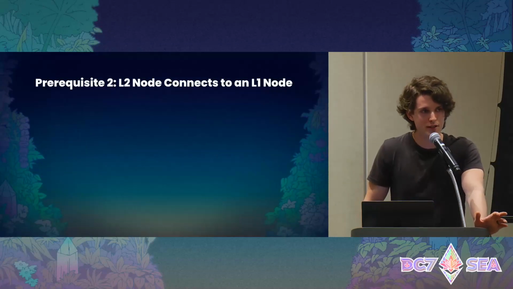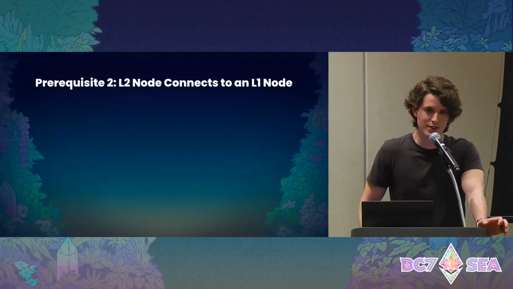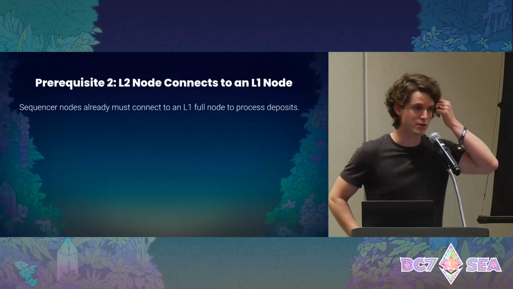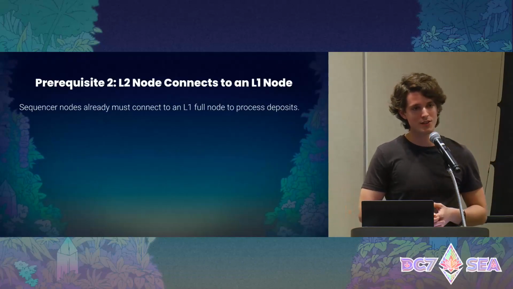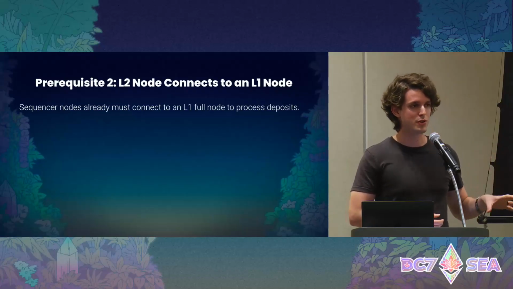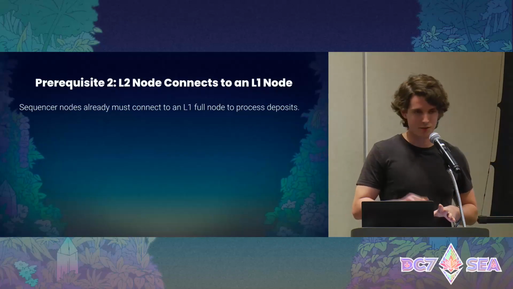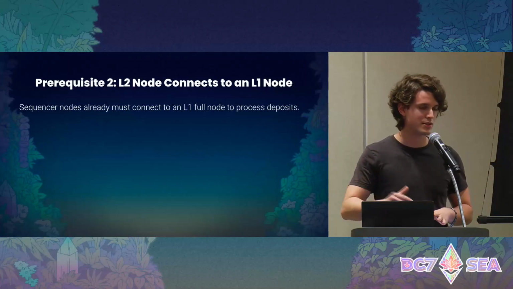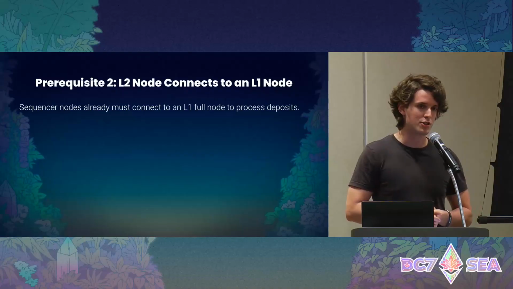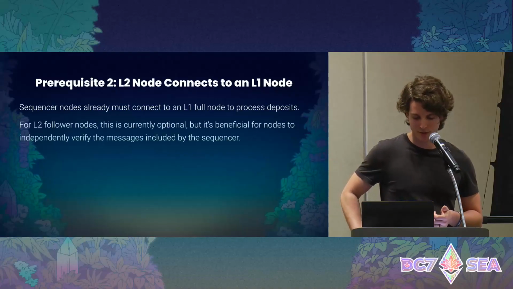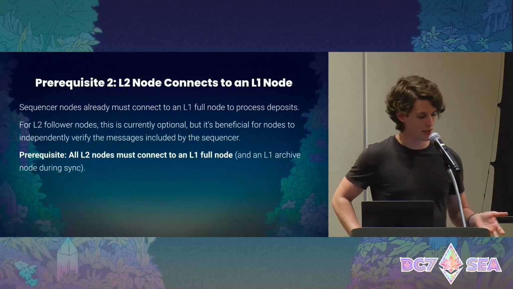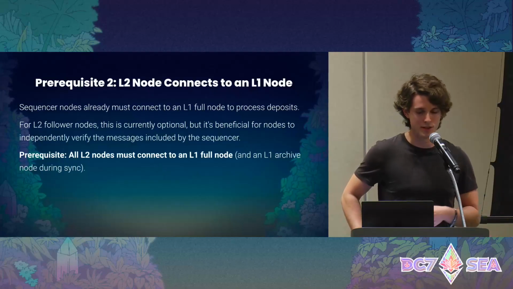The second prerequisite is that for reading L1 state, you need access to an L1 node, which is already true for the sequencer. The sequencer has to process bridge messages, so it already connects to an L1 node. But currently, for some L2s, if you run a follower node, you don't need to connect to an L1 node. Now, if you adopt the L1SLOAD proposal, then you must always connect to an L1 node. That might be additional overhead for some node operators, but I would argue that this is acceptable. So all L2 nodes must connect to an L1 node so that they can serve these requests about L1 state.